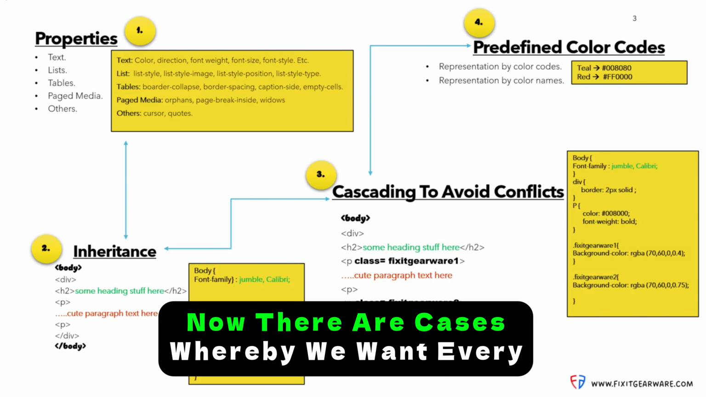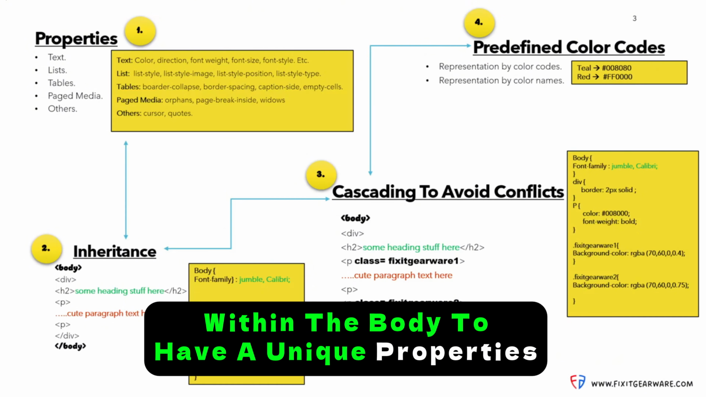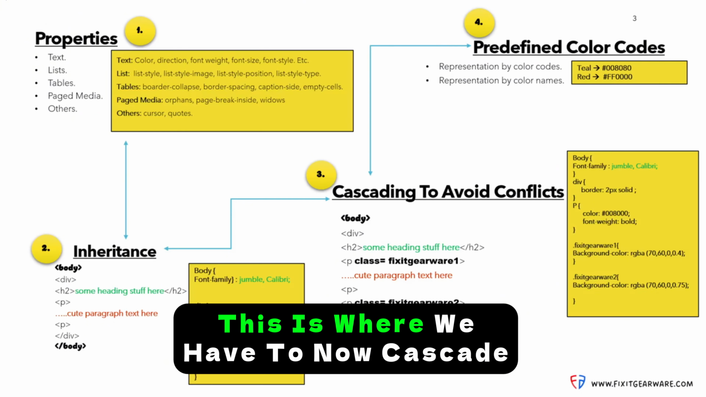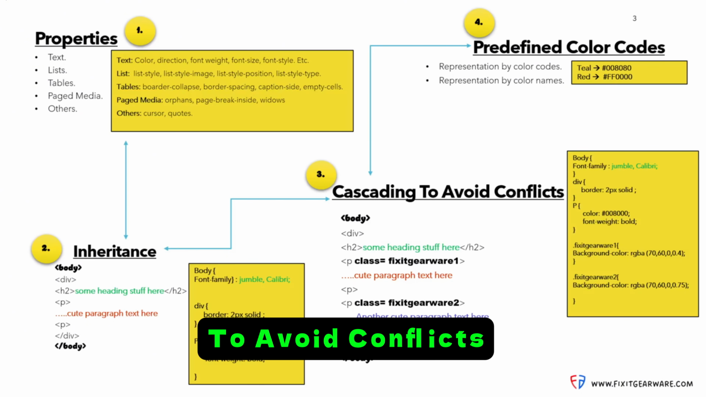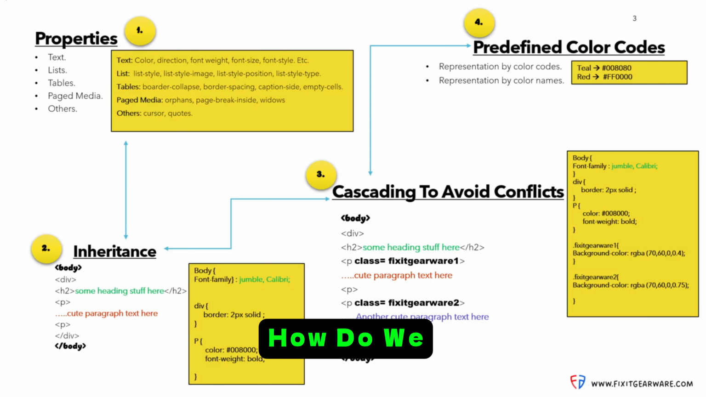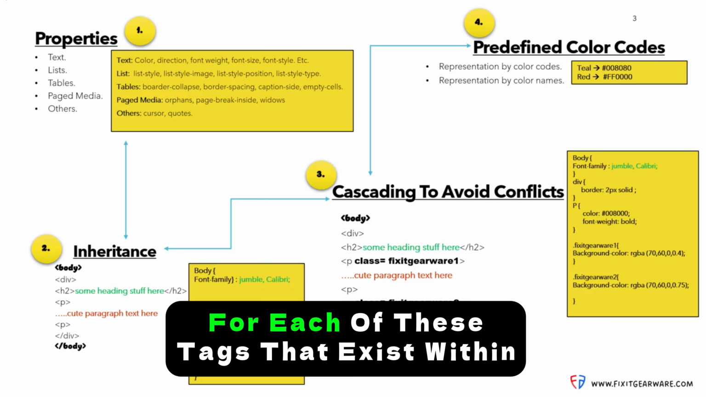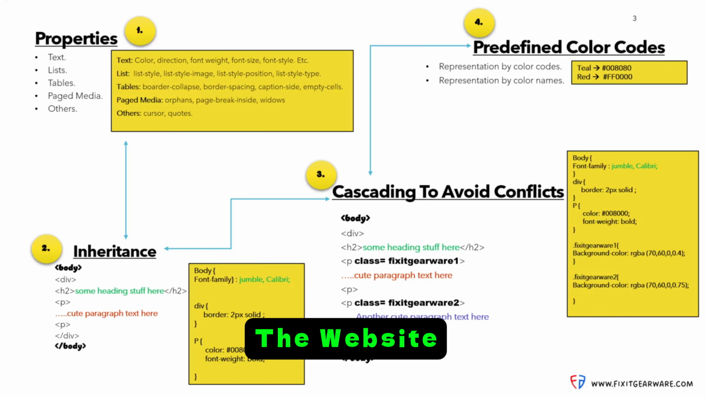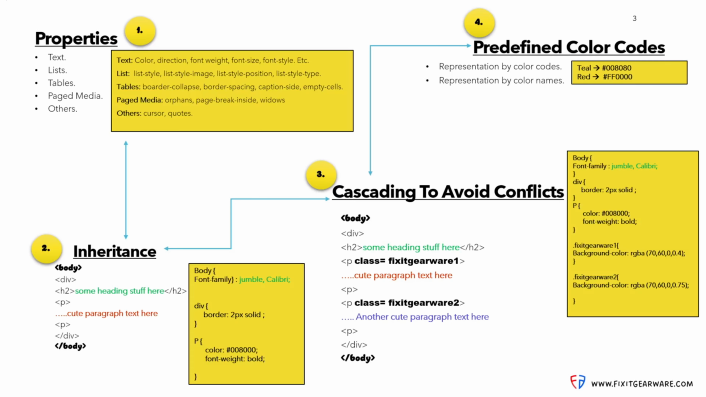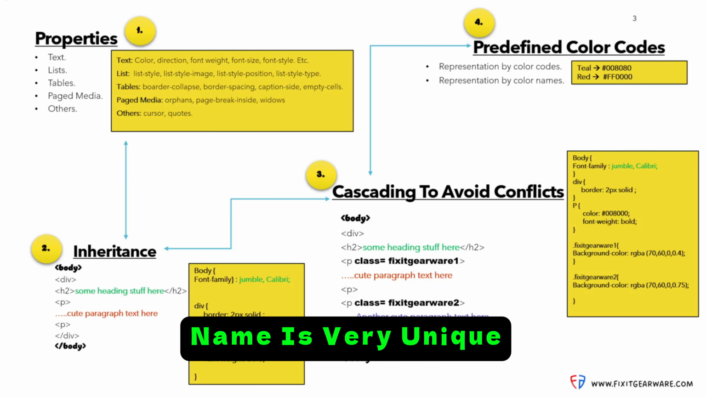Now, there are cases whereby we want every text represented within the body to have unique properties. This is where we have to cascade to avoid conflicts. So when we cascade to avoid conflicts, how do we represent unique properties for each of these tags that exist within the website or the web document? This is where the class and a class name is very unique.